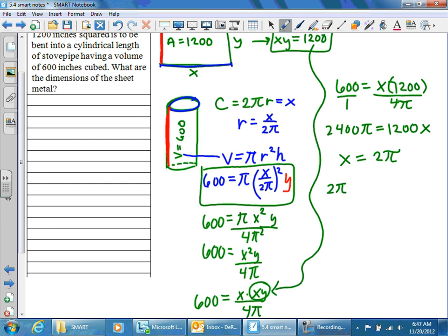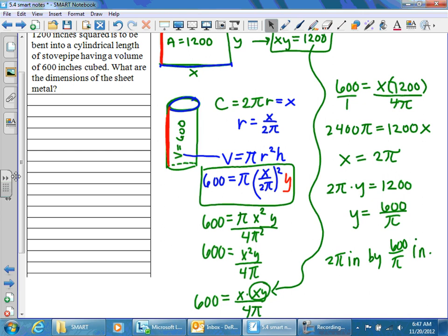So now I'm going to plug that in and solve for y. And y is 600 over pi. So the dimensions would be 2 pi inches by 600 over pi inches. That was a fun one.